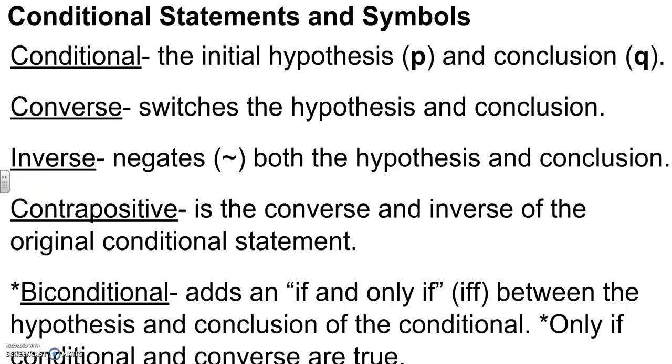The contrapositive is the converse and inverse of the original conditional statement. And the biconditional adds an if and only if, IFF, between the hypothesis and conclusion of the conditional statement. Only if the conditional and the converse are true. So that's the only way you can have a biconditional. So here my conditional statement must be true, my converse must be true, then I could have a valid biconditional. We'll look at that in an example here.